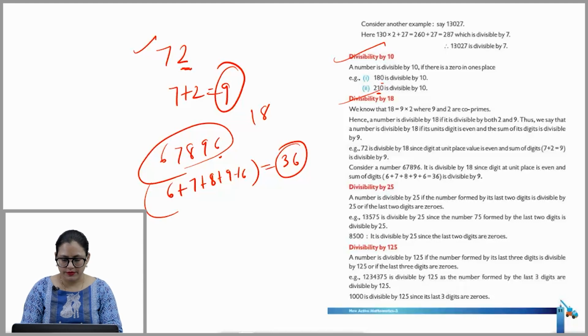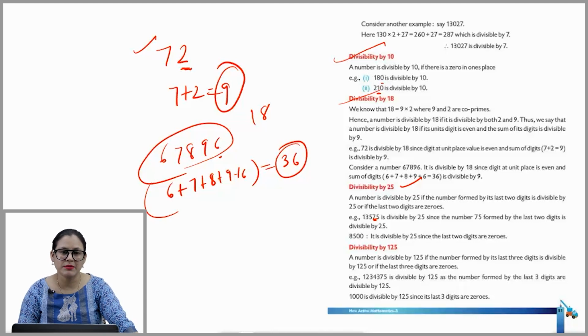Divisibility by 25. A number is divisible by 25 if the number formed by its last 2 digits is divisible by 25, or if the last 2 digits are zeros. Example, 13,575 is divisible by 25 since the number formed by the last 2 digits, 75, is divisible by 25. Next is 8,500, it is divisible by 25 since the last 2 digits are 0.